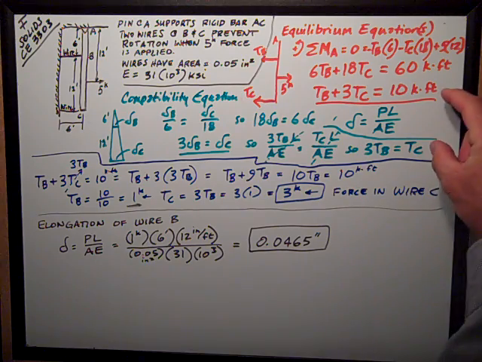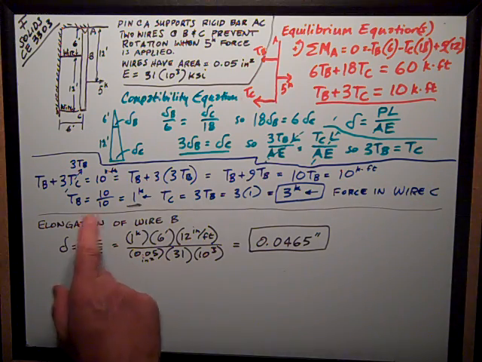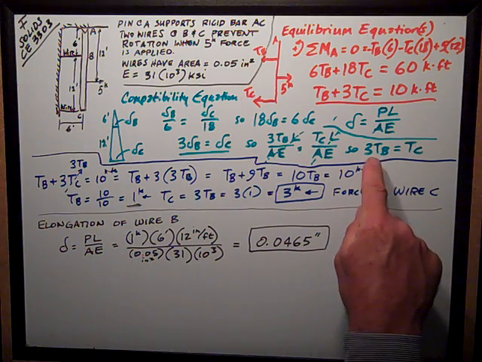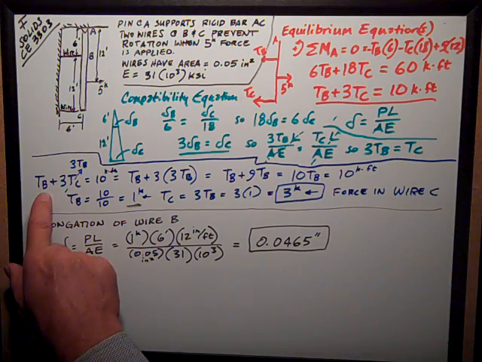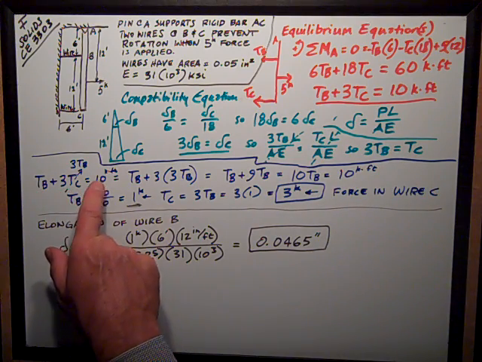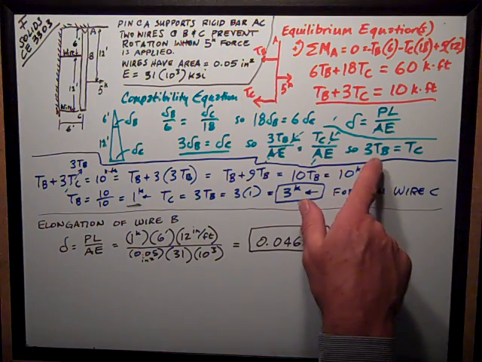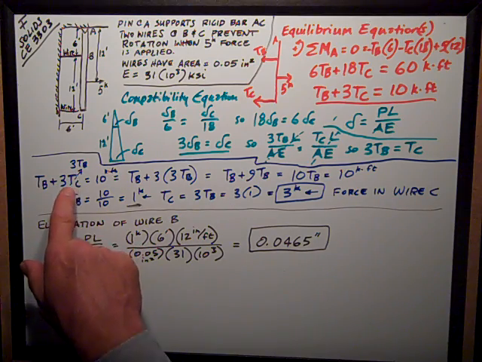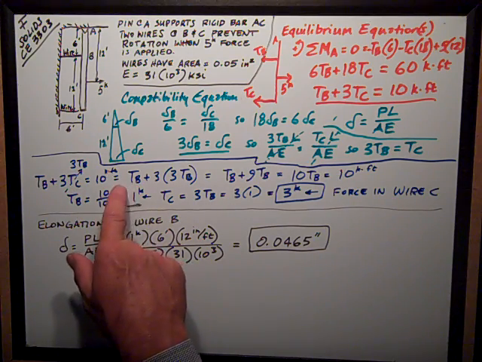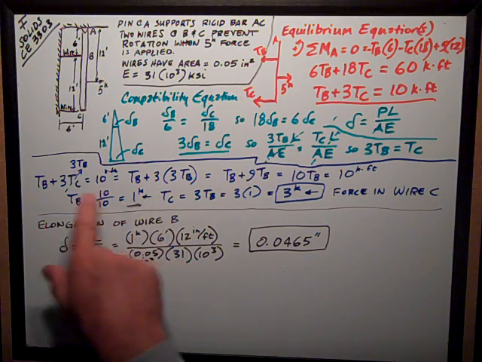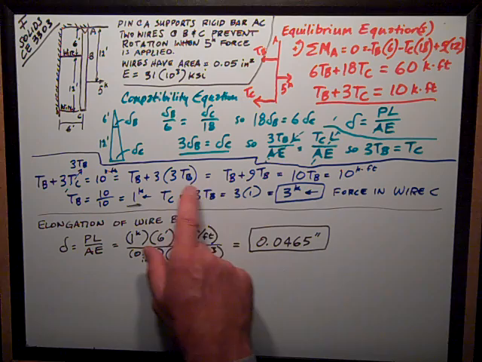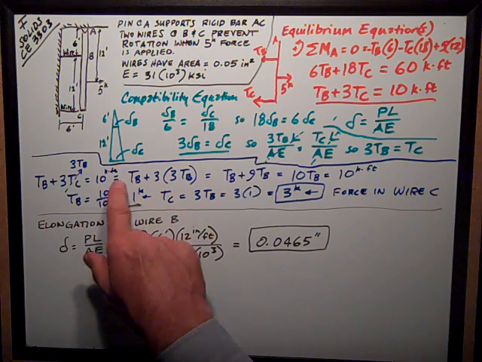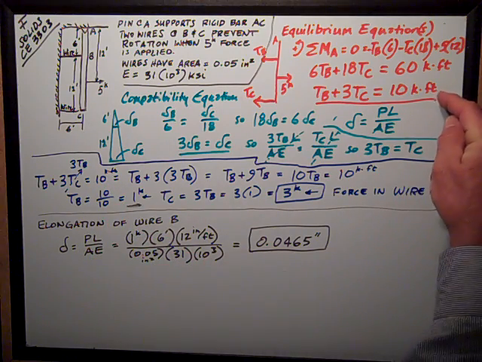Now I've got two equations, two unknowns. I can plug into one and solve for the other. I'm going to plug this equation into this equation. So I'll rewrite it, TB plus 3TC is equal to 10. But I want to substitute the fact that 3TB is equal to TC in for TC. I get TB plus 3 times 3TB is equal to TB plus 9TB is equal to 10 TB, and that's equal to the 10 kip feet from this equilibrium equation.